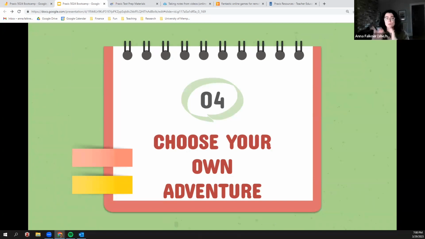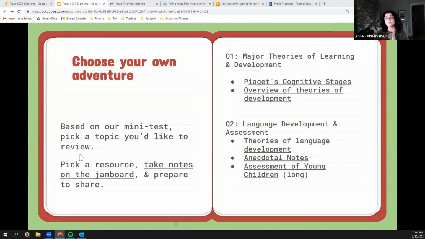Okay. So what we're going to do now is a sort of choose your own adventure activity. Those of you who know me know I love a center, and that's essentially what we're going to do. Based on our mini test, you're going to pick a topic that you feel like you need to review. So which thing were you like, I'm not super sure about this? You're going to pick that resource, and we're going to spend some time with just that resource, and go ahead and take some notes. You can take them on the Jamboard if you'd like, but take some notes as you go through, and then prepare to share. So we'll come back together in just a little bit to talk about what you're interested in and what you learned.